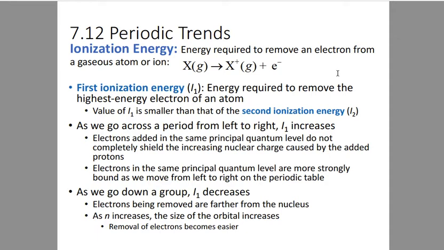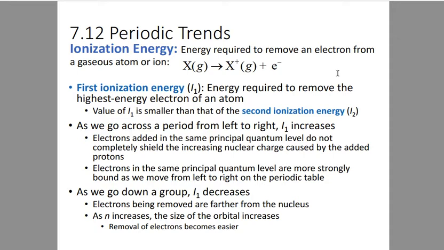So the first ionization energy would be the energy required to remove the outermost electron. The second ionization energy would be the energy required to remove the second most outer electron, then third, fourth, fifth, so on and so forth. Realistically, we don't really go past 3 or 4, but potentially, theoretically, you could.